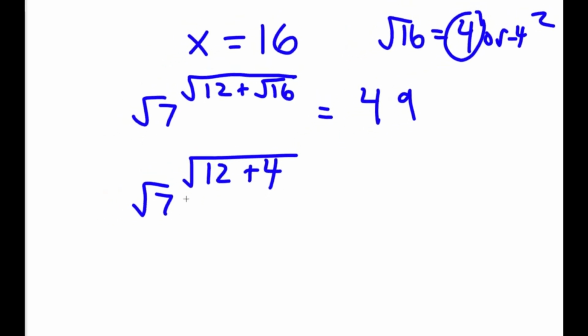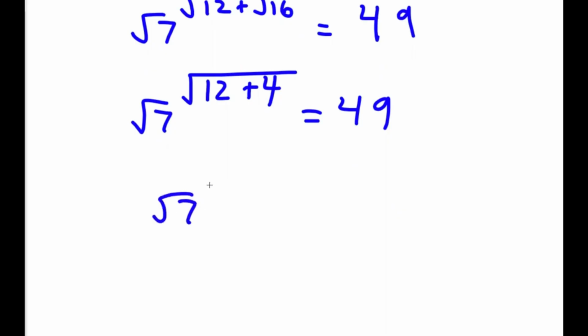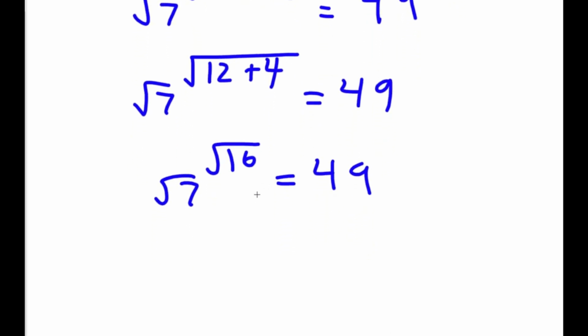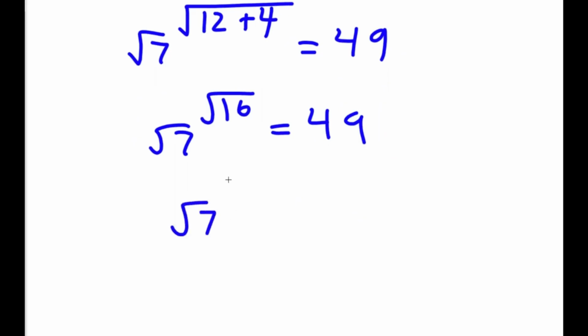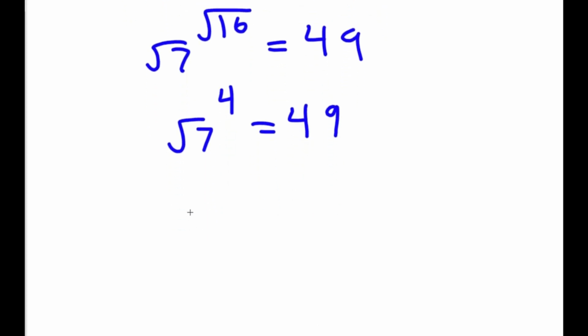So now I have the square root of 7 to the power of the square root of 12 plus 4 is equal to 49. 12 plus 4 is 16, so I have the square root of 7 to the power of the square root of 16 is equal to 49. And the square root of 16, again, is only 4, not negative 4. So now I have the square root of 7 to the power of 4 is equal to 49. Now I can simplify the square root of 7 to 7 to the power of 1/2, times 4 is equal to 49.